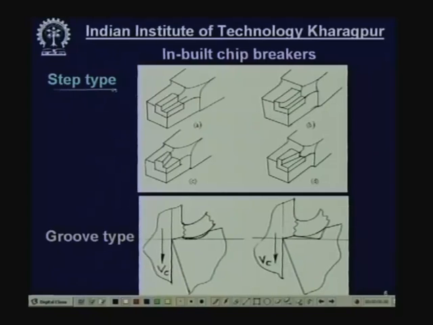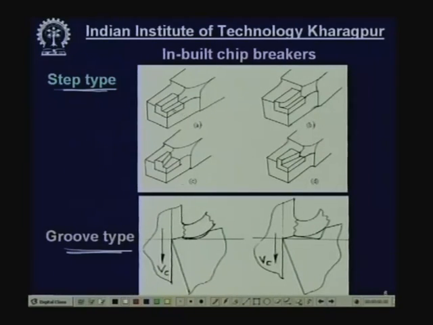Inbuilt chip breakers may be step type, or it can be groove type. Now, here this is the cutting tool holder, for example, and this is the tool bit here. Okay. Now, here a groove is cut. This piece of the carbide tip or say high speed steel may be fixed by brazing on this tool shank, and then a groove is cut. Here also a groove is cut like this, different types.